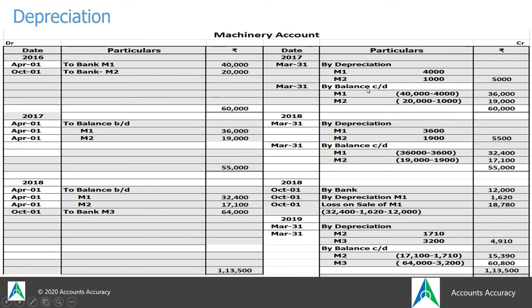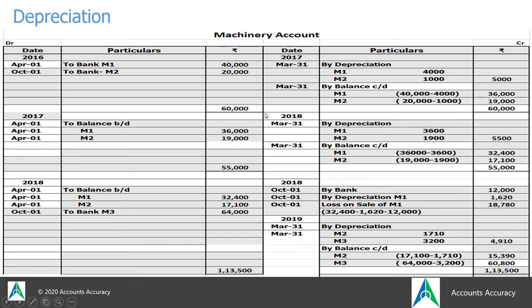Then the balance will be calculated for both the machines separately. You can see here 40,000 was the original value of the machine and 4,000 depreciation would be deducted, and now the value of the machine at the end of the year would become 36,000. That means at the beginning of the second year, 2017 April 1st, it would be 36,000. Again for machine 2, 20,000 was the original value, and as this got depreciated by 1,000, the value has become 19,000 on 31st March 2017 after completion of 1 year.